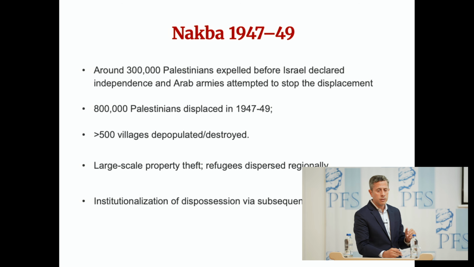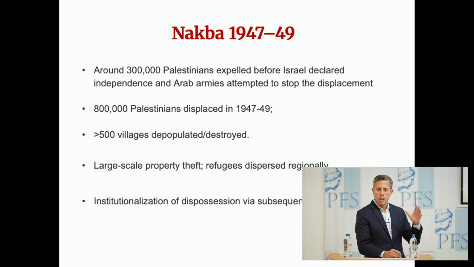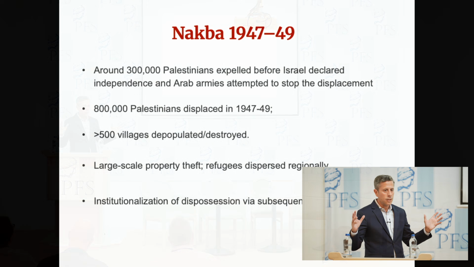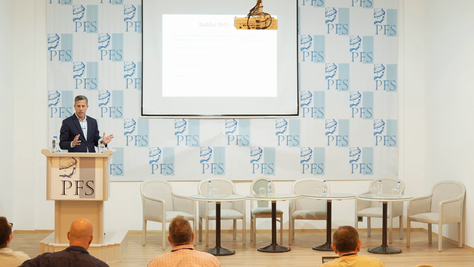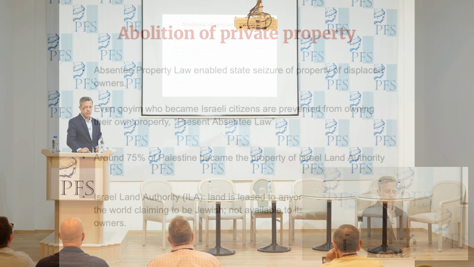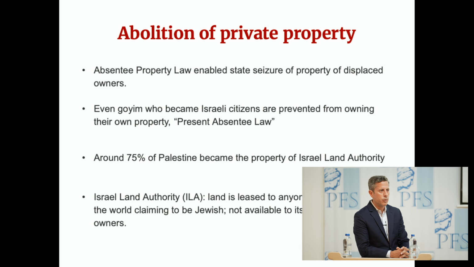More than 500 villages were depopulated, completely emptied of their inhabitants. Many of the cities and the neighborhoods of the cities were completely eradicated and expelled. And all of the property there was stolen. It was taken away from its rightful owners and given to the state of Israel. So what the state of Israel imposed then was something called the absentee law for absentee property.